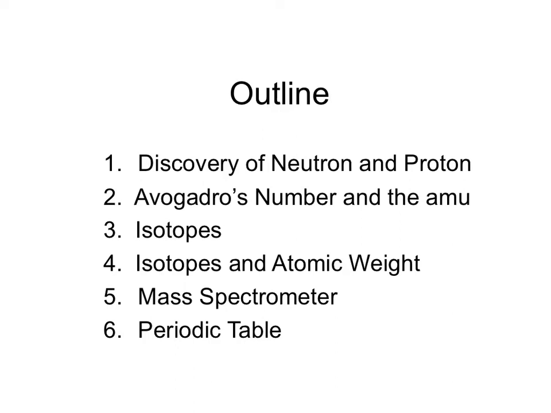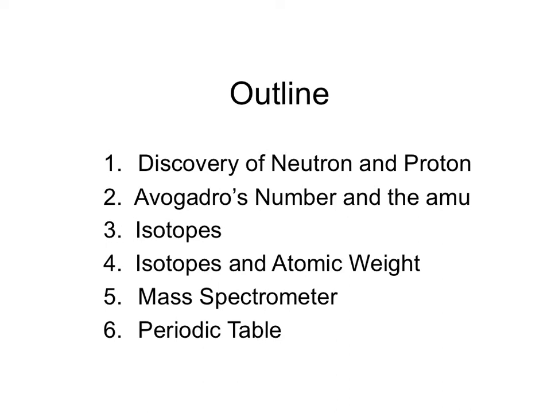In part 2, chapter 2, this section will involve information on neutrons and protons and their discovery, Avogadro's number and its relationship to the atomic mass unit. We'll talk about isotopes, their symbols and meaning, and then we're going to relate atomic masses to the different isotopes and the experimental determination of masses of isotopes, which is done in a mass spectrometer, and then it will lead up to the development of the periodic table.